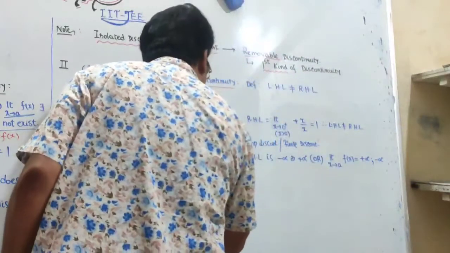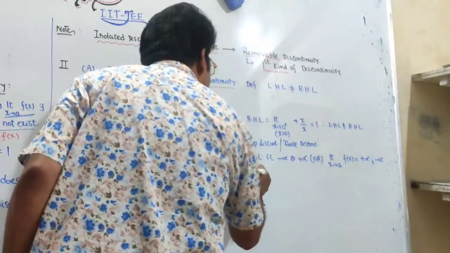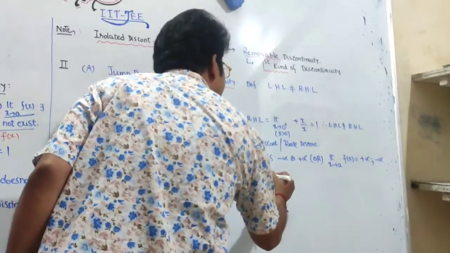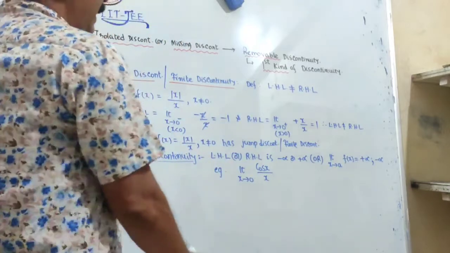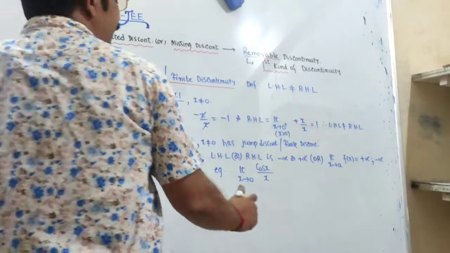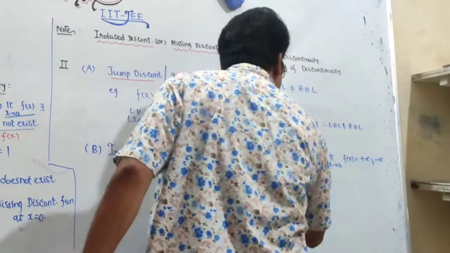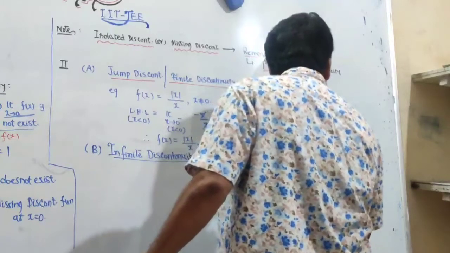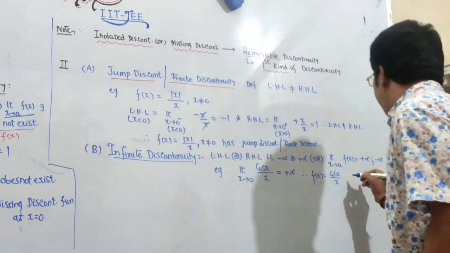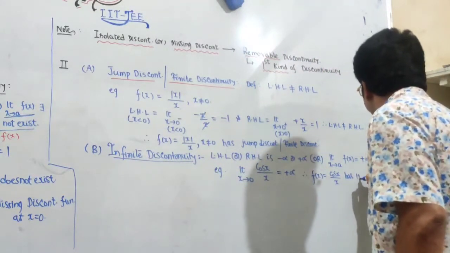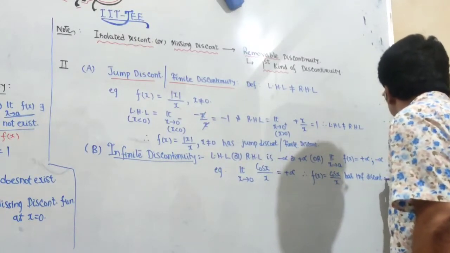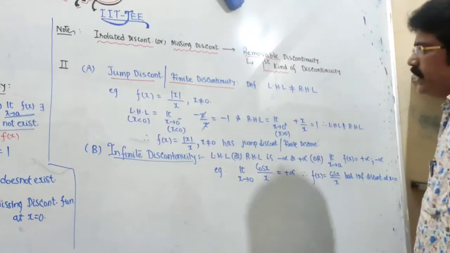Example: limit as x tends to 0 of cos x divided by x. As x tends to 0, cos 0 is 1, and 1 divided by 0 is infinity, it is plus infinity. So therefore f of x equal to cos x divided by x has infinite discontinuity at x equal to 0.